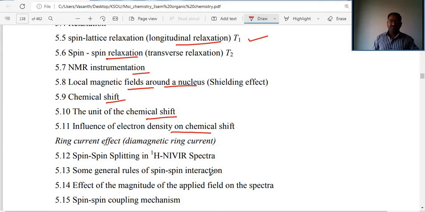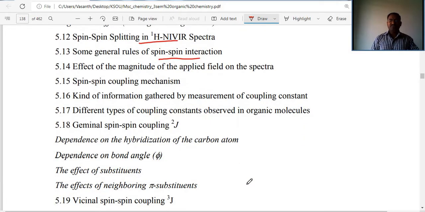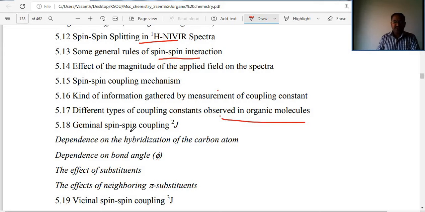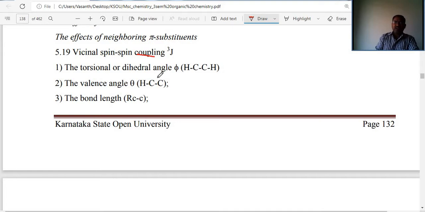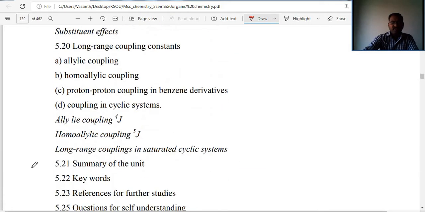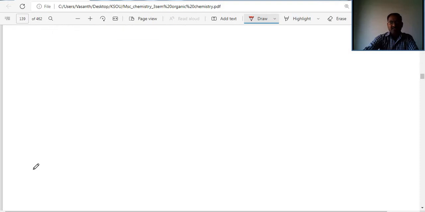electron density on chemical shift, spin-spin splitting in proton NMR spectra, some general rules for spin-spin interactions, effect of magnitude, coupling mechanisms, measurement of coupling constant, different types of coupling constant observed in organic molecules, the geminal spin-spin coupling, vicinal spin-spin coupling, and torsional or dihedral angle, vicinal valence angles, bond length, and some importance of these organic compounds.